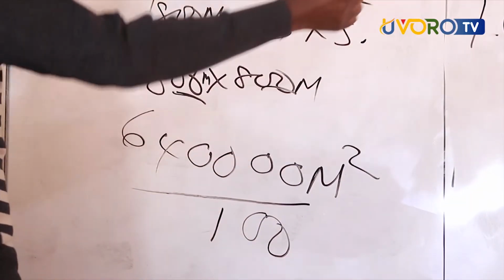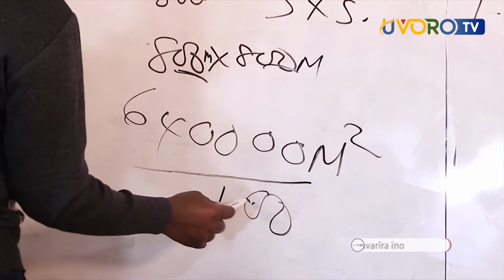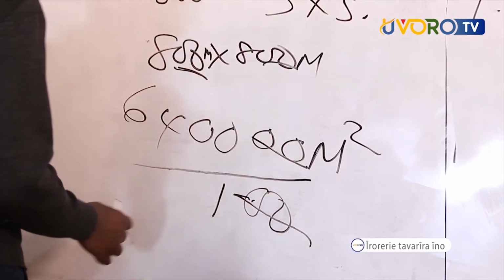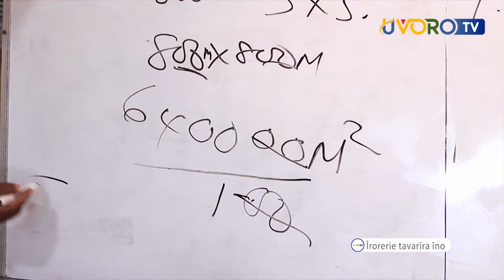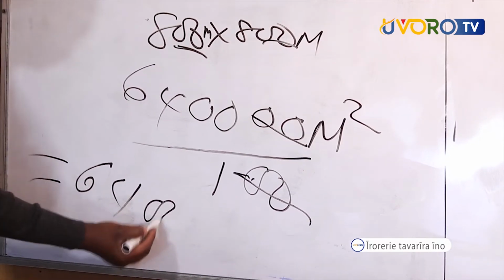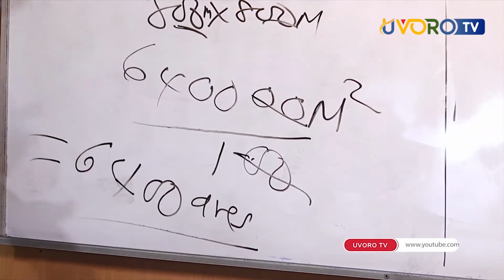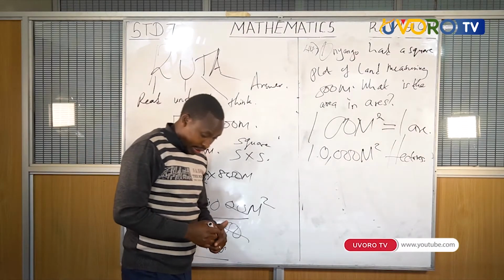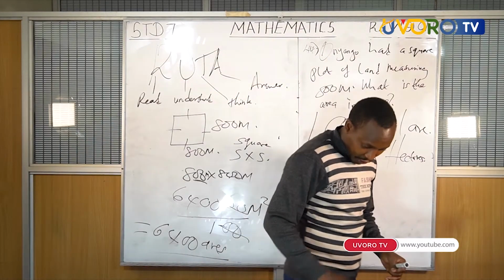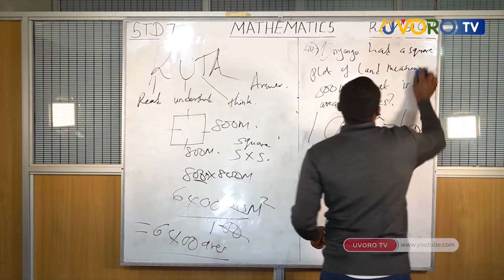So 100 is for converting to ares. 2 zeros and 2 zeros. The answer is 64 ares.